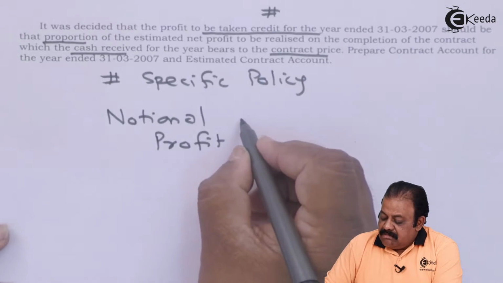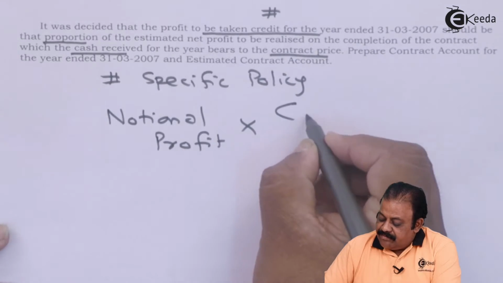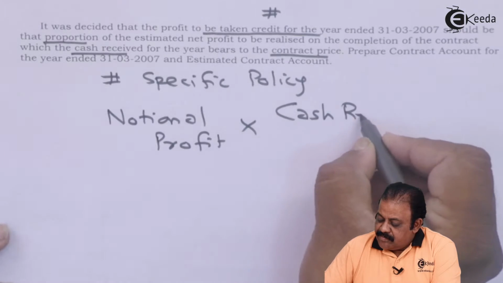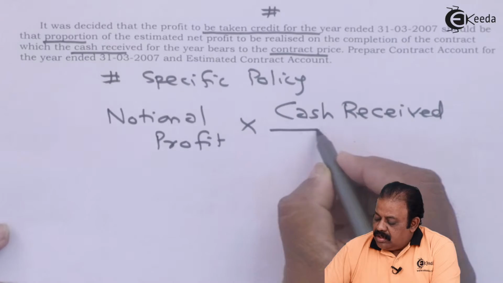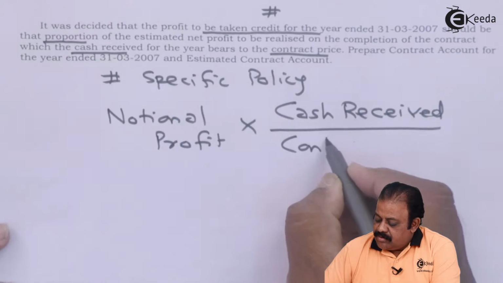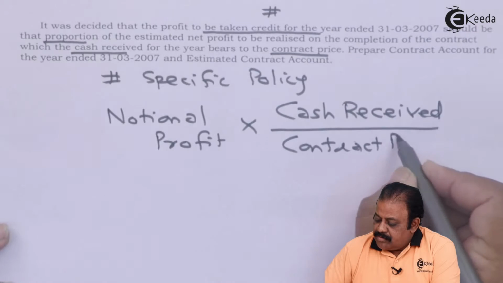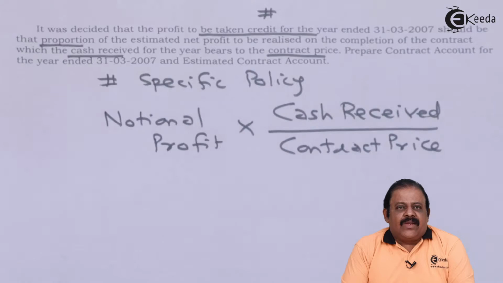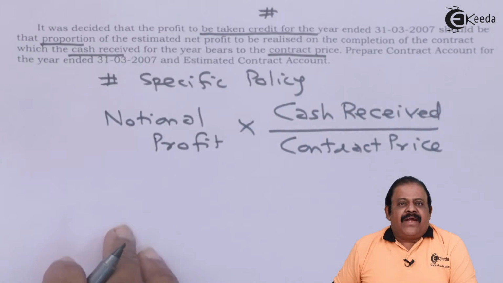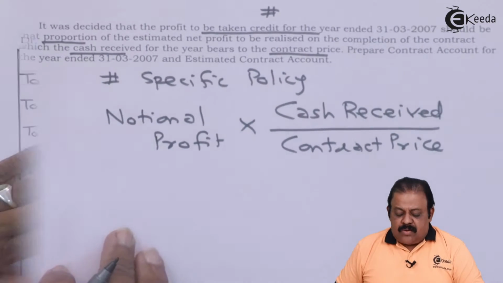Notional profit multiplied by cash received upon contract price. So here we are not required to calculate the percentage of work certified in relation to contract price, because here the company has given its specific policy on how to divide notional profit. So this is a new point in this question. Let us solve the question now.